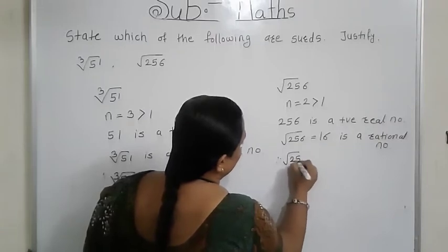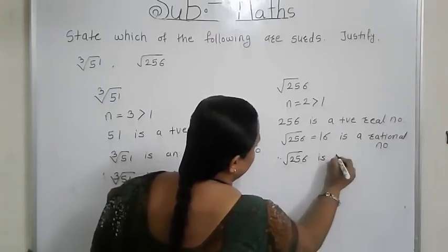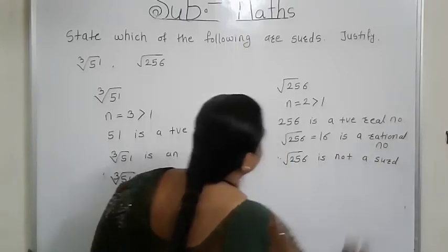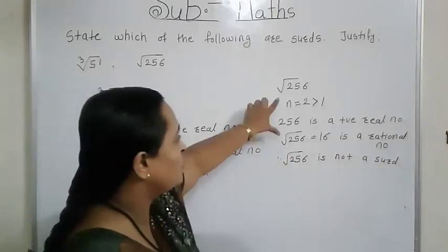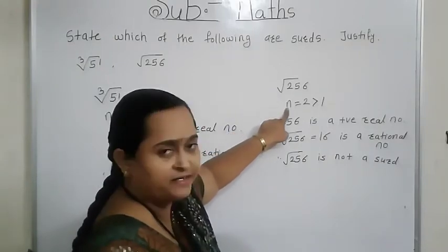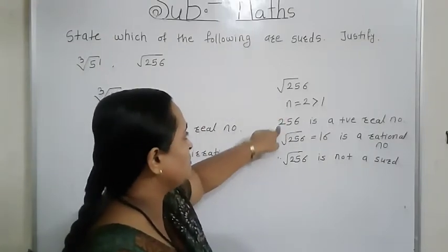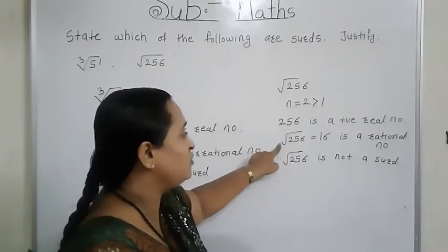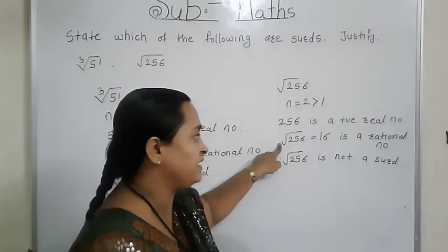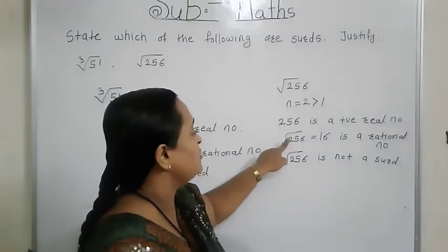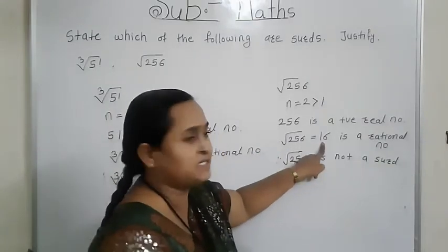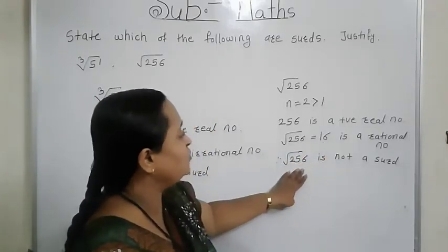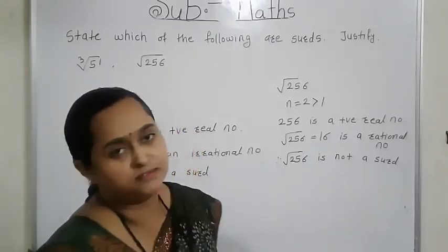Therefore root 256 is not a surd. The 3 conditions are not satisfied here. 2 conditions are satisfied, that n is greater than 1 and the radicand is a positive real number. But the third condition, that nth root of a should be an irrational number, is not satisfied here, because square root 256 answer is 16 and it is a rational number. So root 256 is not a surd.